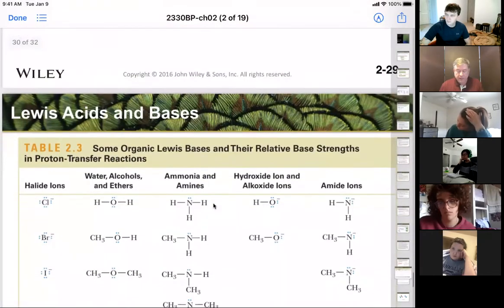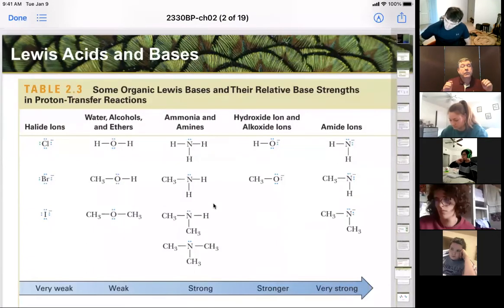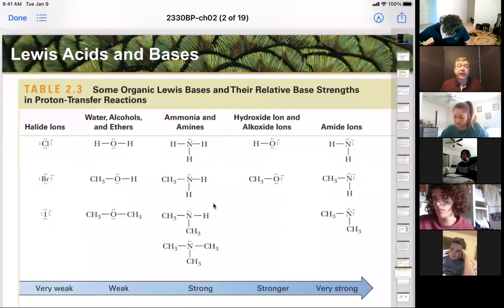Okay, so let's think about things, not just acid and base, but now let's think about Lewis acids and Lewis bases. Okay, so some good things to look for when you're looking for a Lewis base is, number one, does it have an anion? That makes it a pretty good Lewis base. Okay. Number two, does it have lone pairs? That'll make it a Lewis base as well.